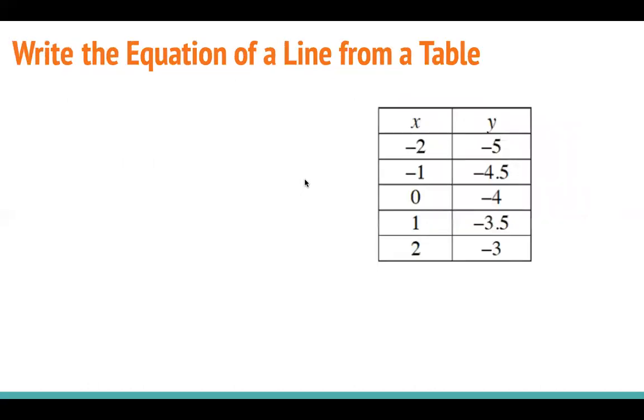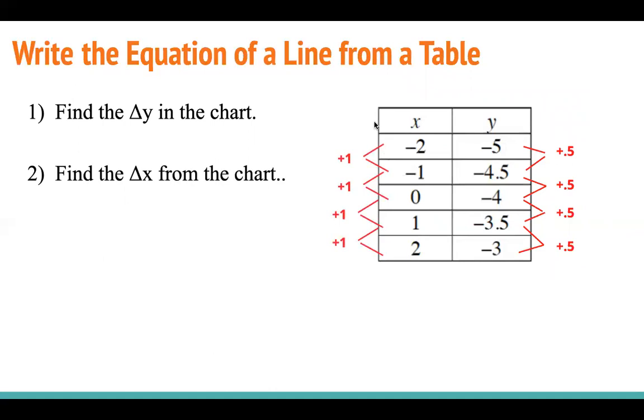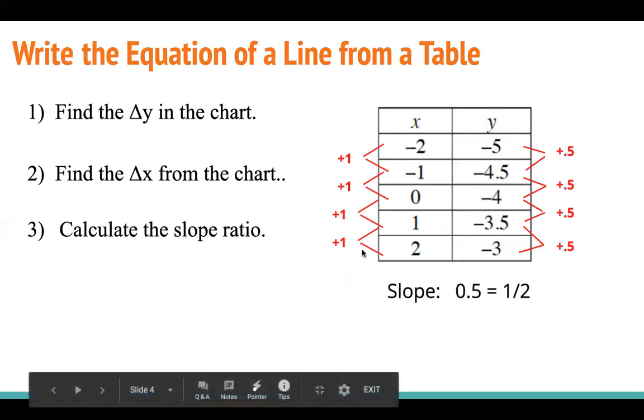Okay, last thing, to write an equation from a table. The first thing I want to do is look for the change in the chart. I'll look for the y change first because that's going to be on top. Here I can see I've got -5. To get to -4.5, I'm increasing. It's getting less negative. So I'm adding 0.5. Plus 0.5, plus 0.5, plus 0.5. Then I look at the x change. Here, I've got 1. It's increasing by 1 every time. Then I calculate the slope ratio, making sure the y is on top. So here it'd be 0.5 over 1, which is 1/2.